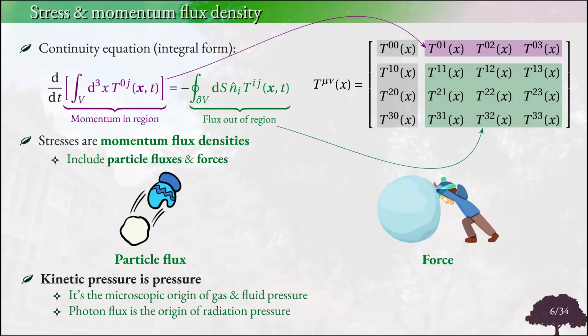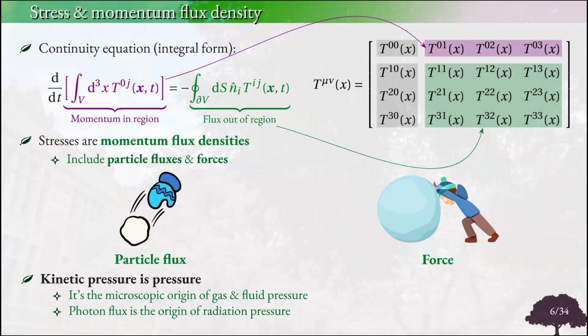In addition to interpreting the submatrix as a stress tensor, there's also a valid interpretation of it as a momentum flux density or a momentum current density. The justification comes from something as fundamental as the continuity equation, which follows from local conservation of the energy momentum tensor. You can write it in an integral form as such, and this tells you that the momentum in a region of space changes because momentum is flowing out of that region or through the region or into the region through its boundary.